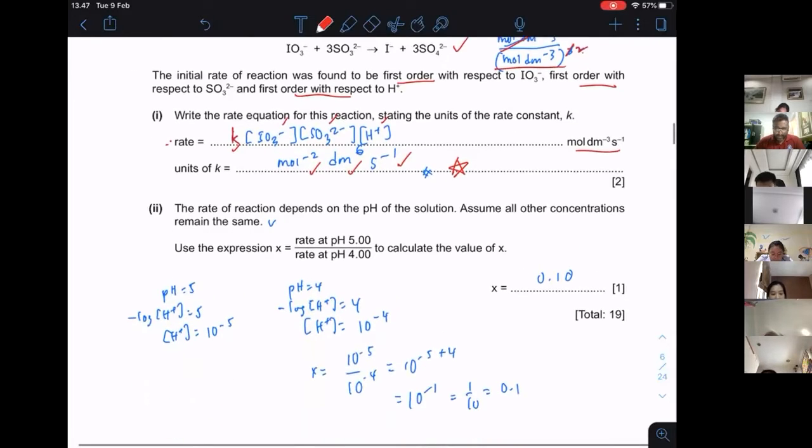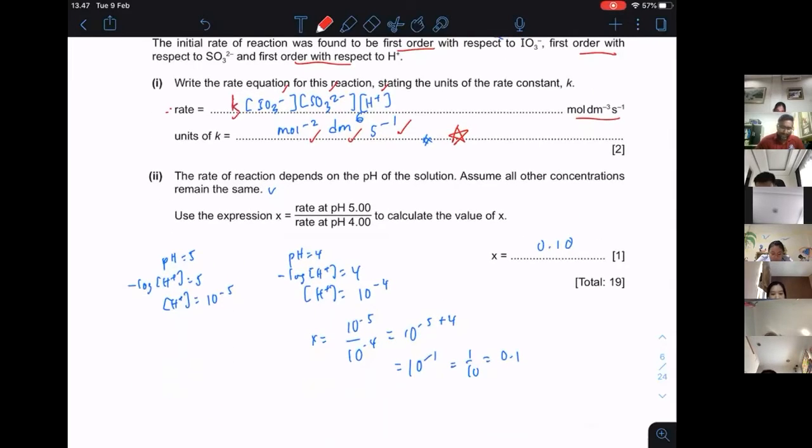And then here, this is also super easy actually. No need to get confused with this kind of question. They say that the rate of reaction depends on the pH of the solution. Assume all the other concentrations remain the same. It means nothing is changed. So they are asking to use the expression x, divided by the rate here, divided by this rate, to calculate the value of x.